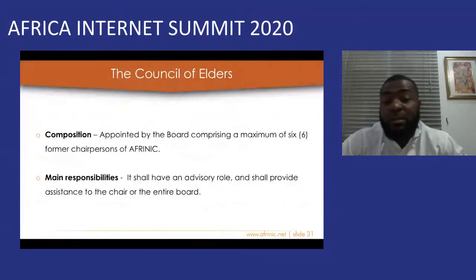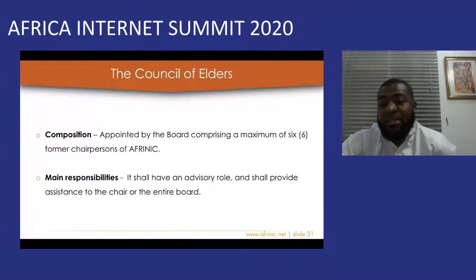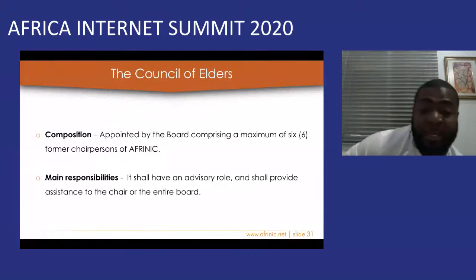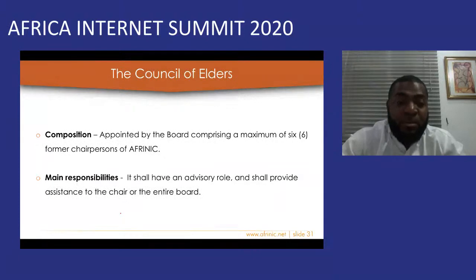We have now the council of elders. The council of elders is made of former CEOs, and the maximum is 6. The main responsibility is to advise the chair, the CEO and the entire board of directors, if need be. The board and the CEO take their advice into consideration when we want to decide on a given matter or a given problem with the community.